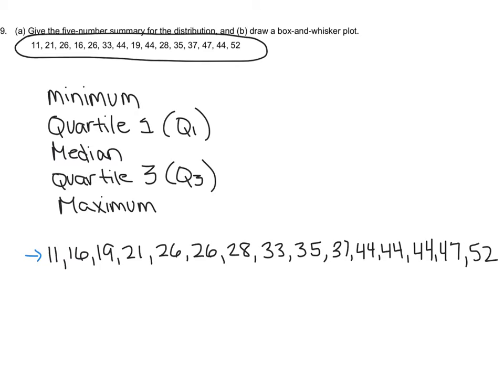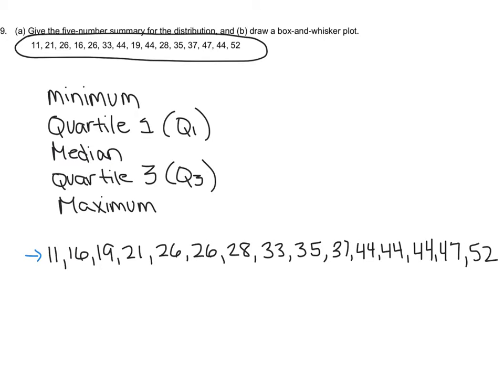My first step is to find the minimum. The minimum is just the smallest value. So the minimum value is 11. Now I'm going to find the maximum. The maximum is just the largest value. That's 52.